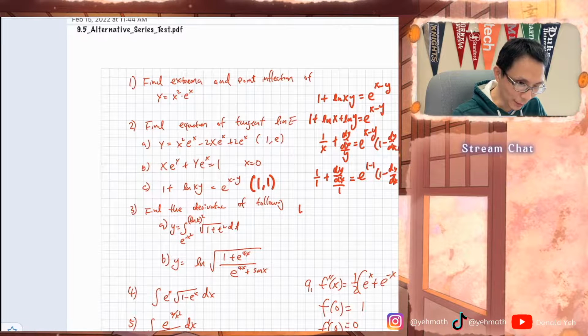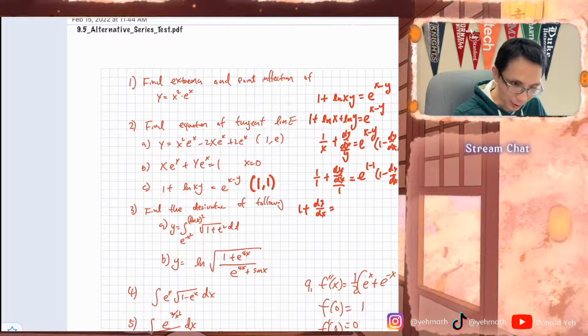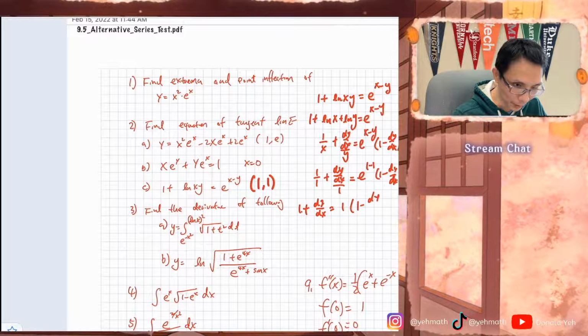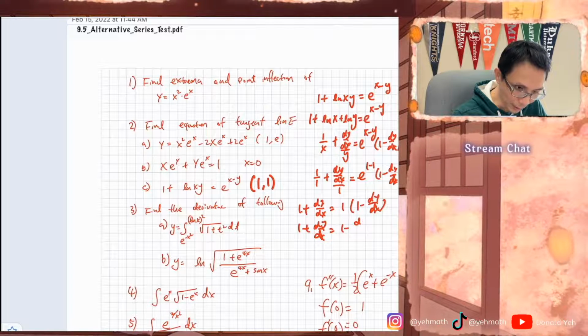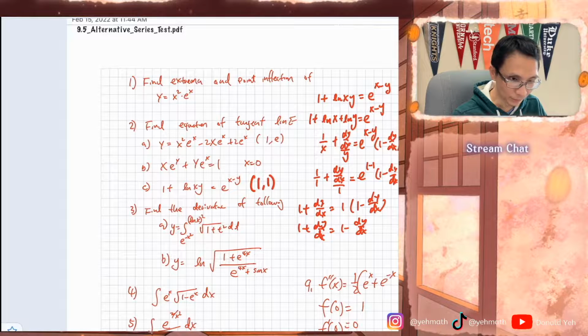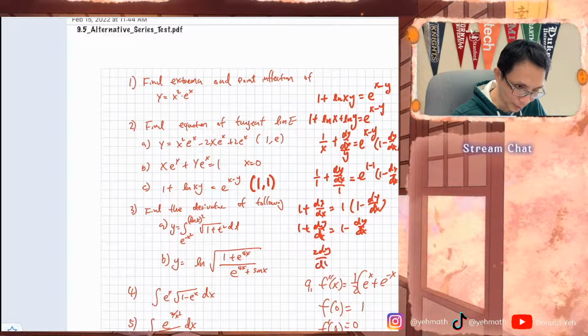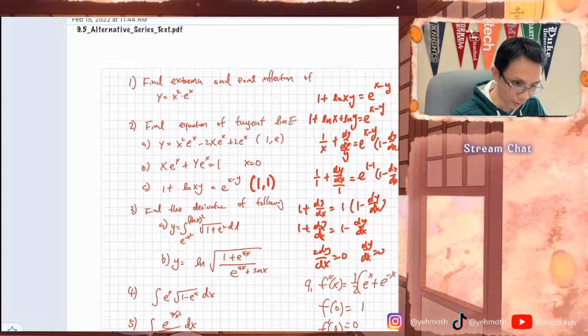So here it's going to give you 1 plus dy/dx, you should stay confident. It is going to be 1 times (1 minus dy/dx). And then 1 plus dy/dx is equal to 1 minus dy/dx. So if I subtract 1 over, I get 2 dy/dx is equal to 0, so dy/dx is equal to 0.